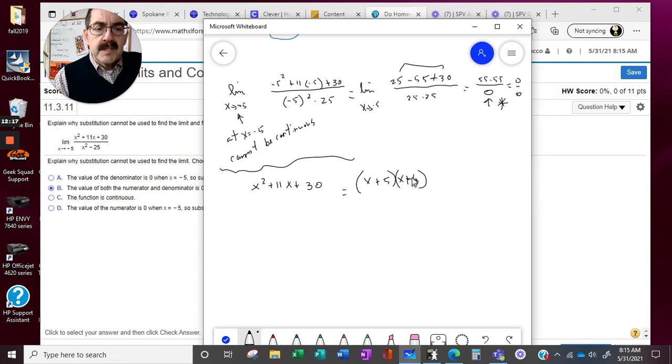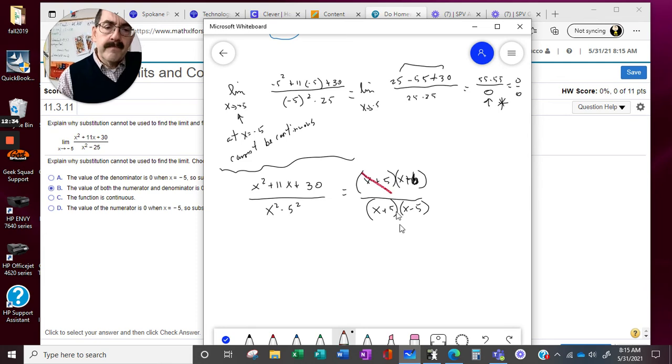No, x plus... X plus 5, x plus 6. Now the bottom is a perfect square. You see that? X plus 5, x minus 5.